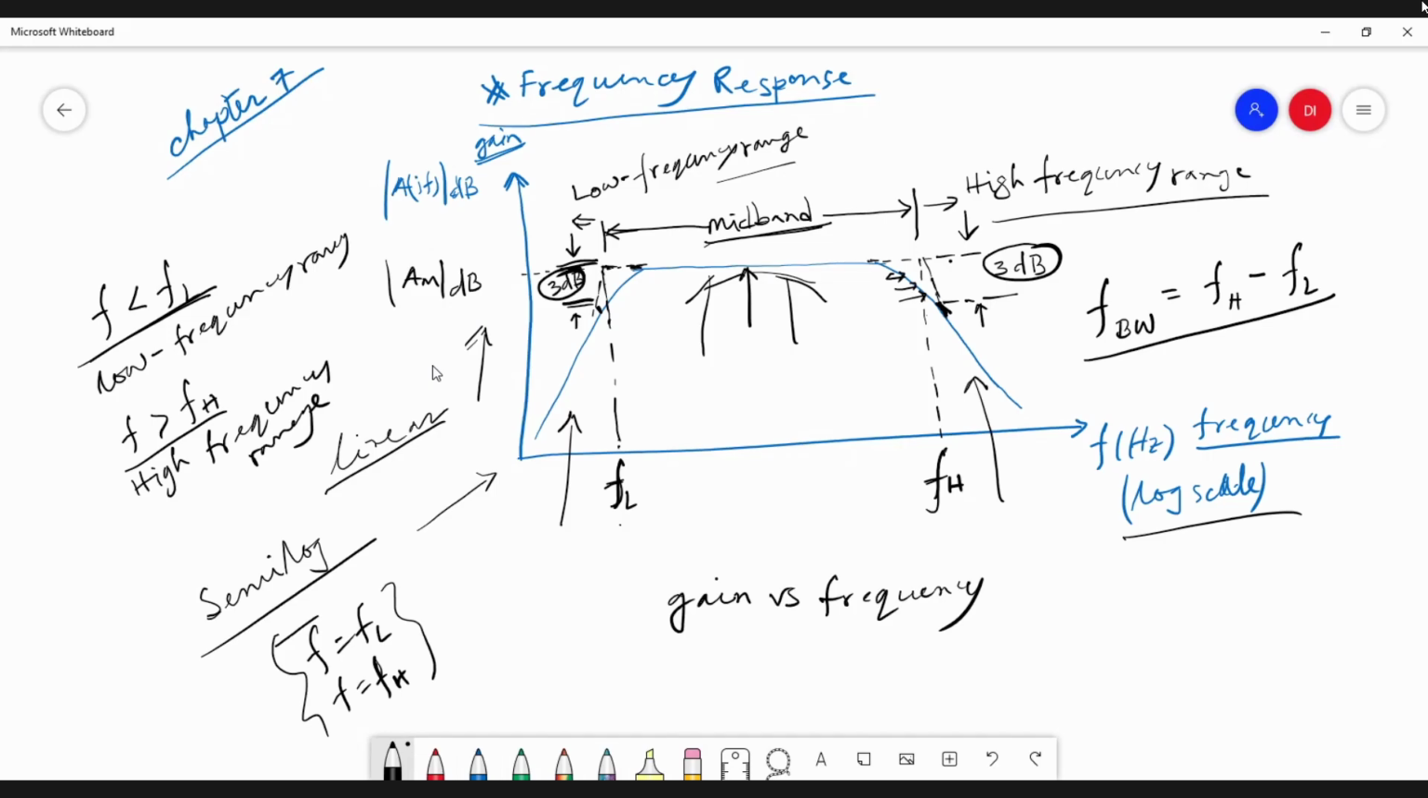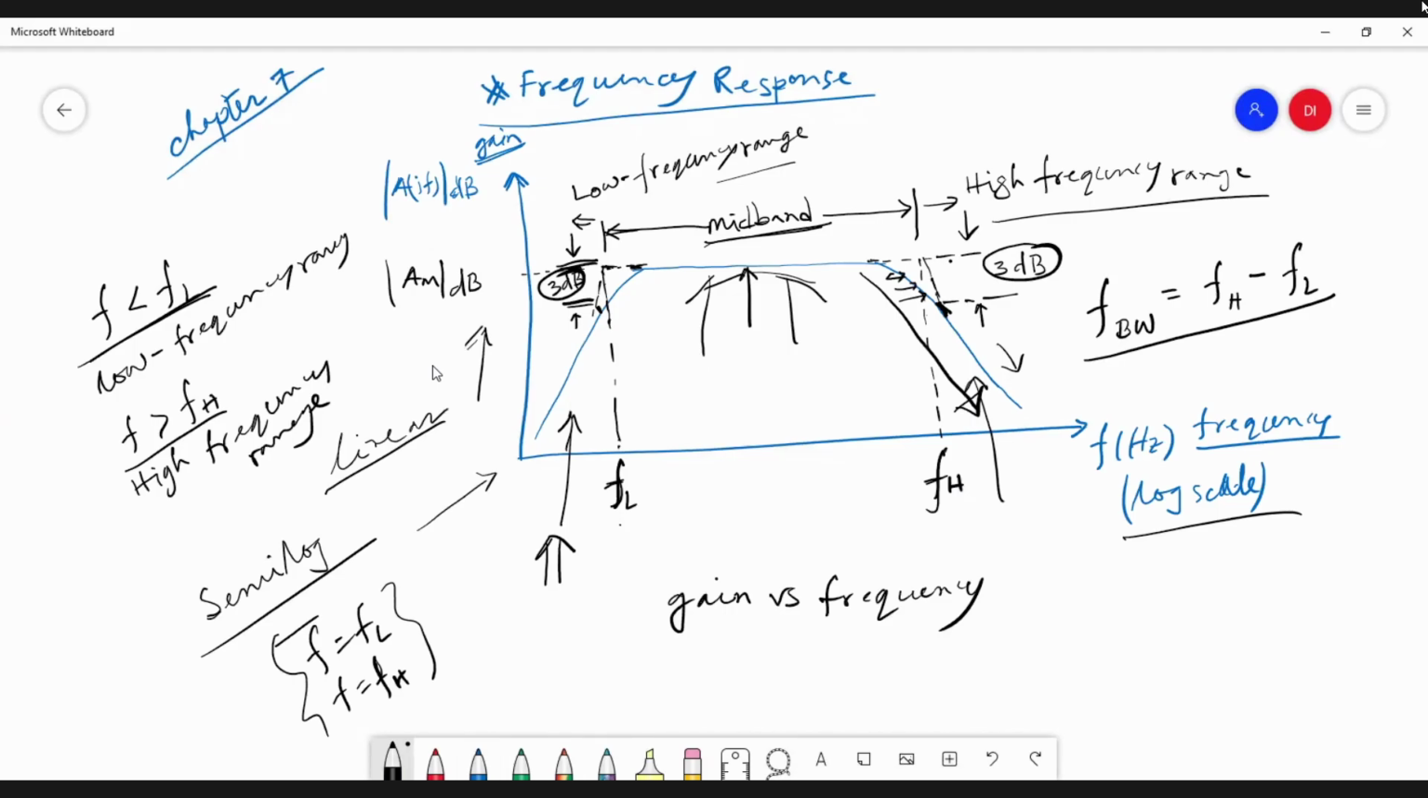We will include those capacitors here, and that's why this slope is happening on this side. I mean, at high frequency the gain is decreasing, and at low frequency the gain is also decreasing, because the bypass capacitor, coupling capacitor, and parasitic capacitor are included in the amplifier gain.